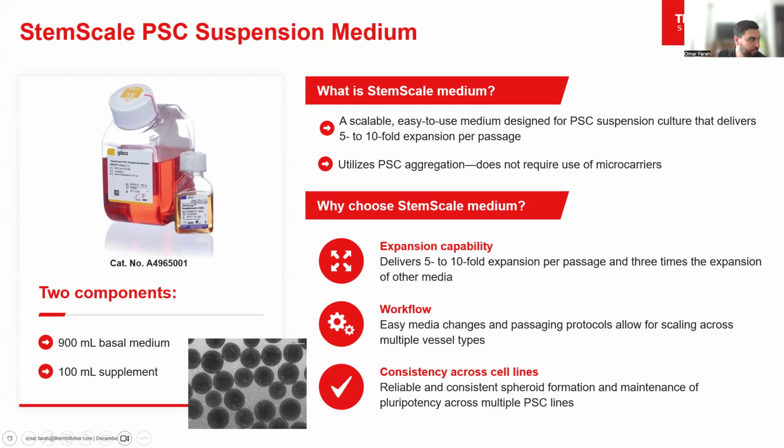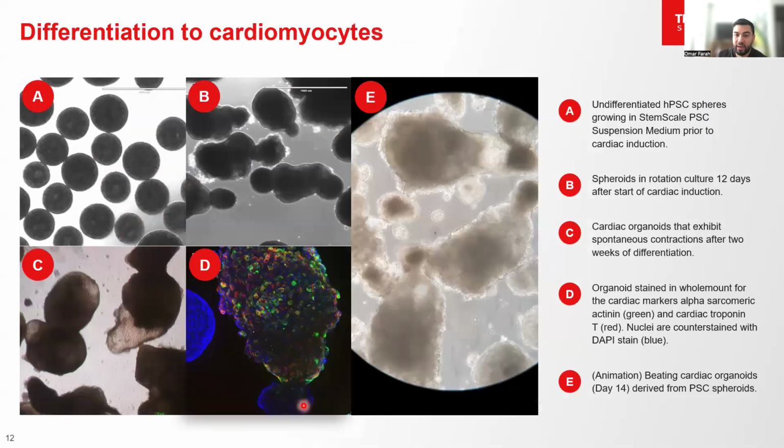You see down here, these are pluripotent stem cells that haven't differentiated yet. These are just grown as PSC spheroids, and we can grow them in these really nice cultures. We can maintain their size pretty well.